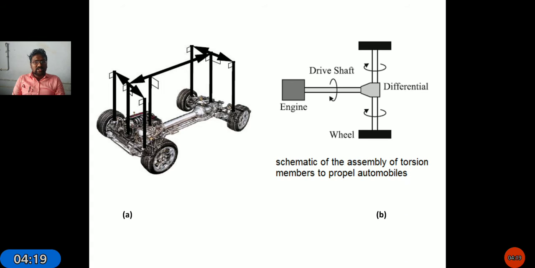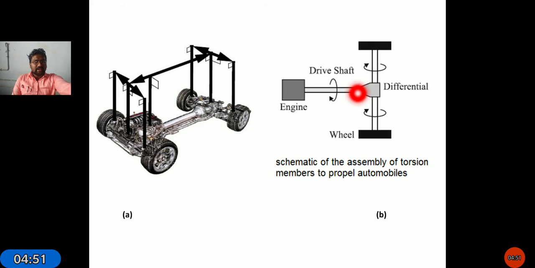During this process, some amount of resistance will develop in the shaft. That means we are applying a force tangential to the axis, or tangential to the shaft. Due to the application of force, some torque will be developed. That means torque is equal to force into distance. We are applying a force at a distance from the axis. Force into distance is nothing but torque.